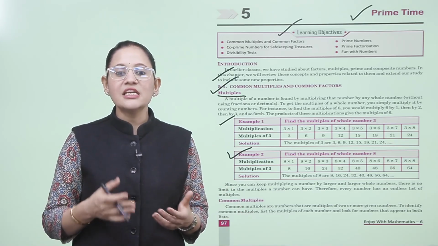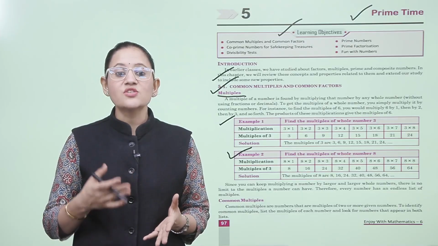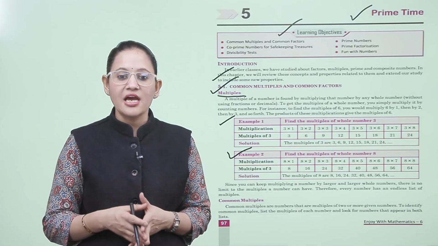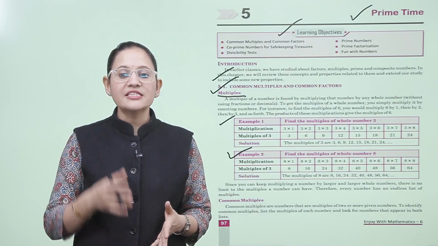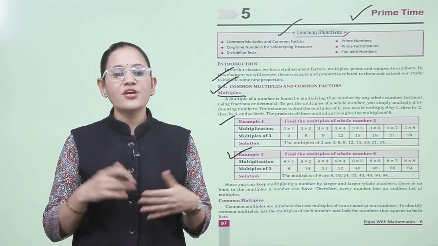Since you can keep multiplying the number by larger and larger whole numbers, there is no limit to the multiples a number can have. Therefore, every number has an endless list of multiples. So multiples are endless or infinite.